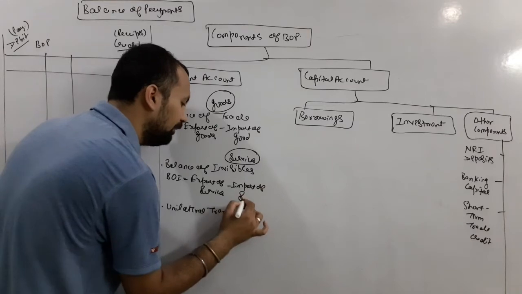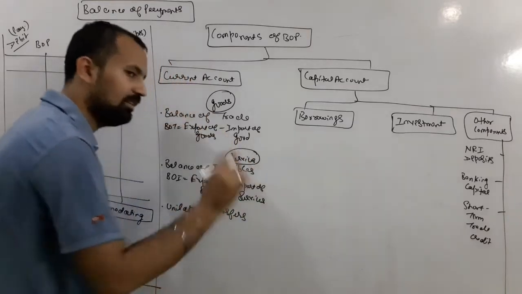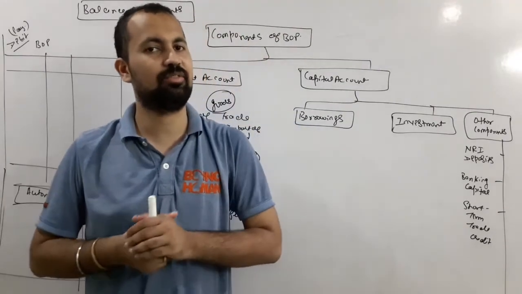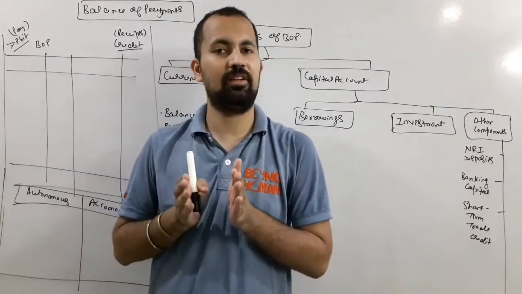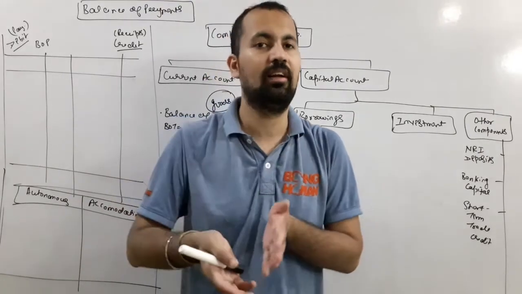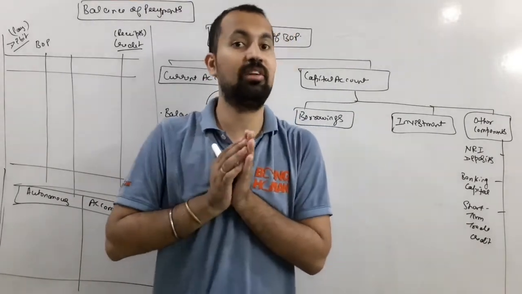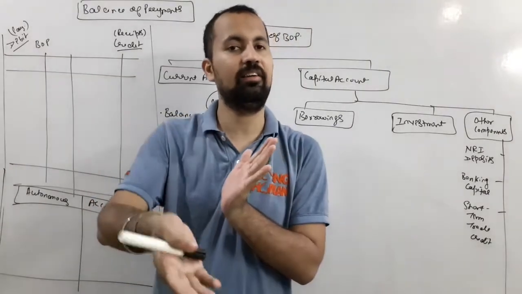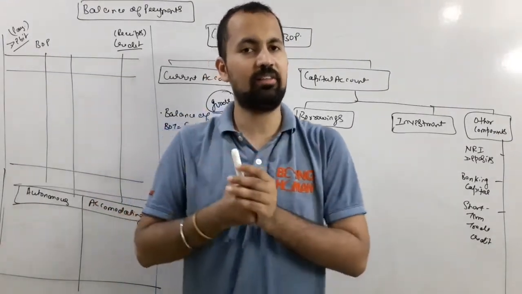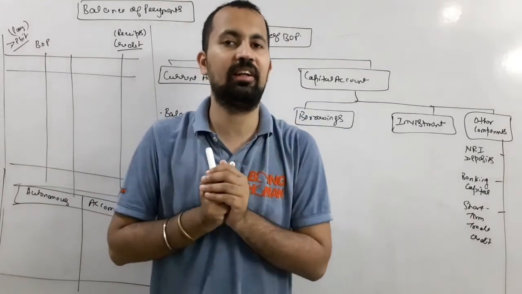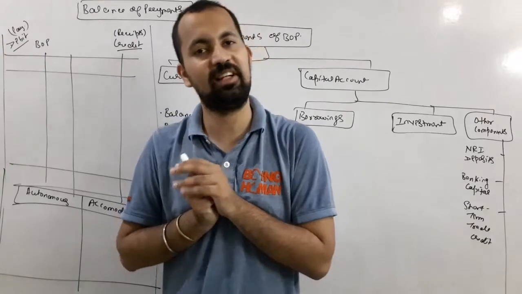Services can further be classified into two parts: one is factor services and one is non-factor services. Factor services are those services for which we are giving some factors in return. For example, we are giving land, and in return we are taking rent. Non-factor services are those services for which we are not giving anything in return. Examples are banking, shipping, insurance, etc.